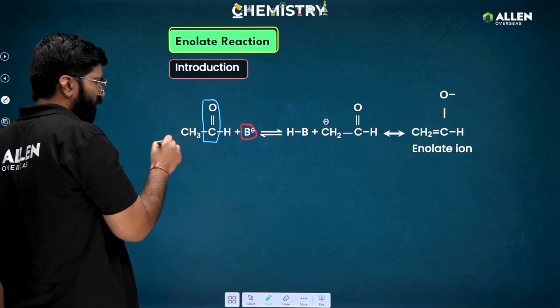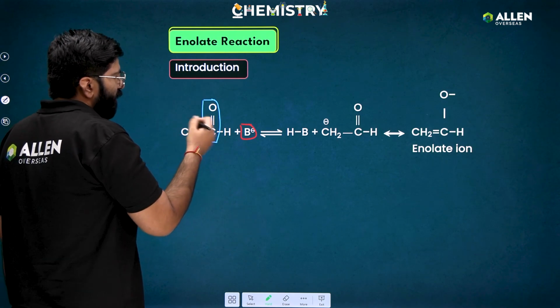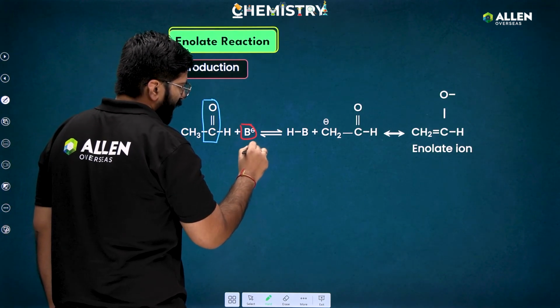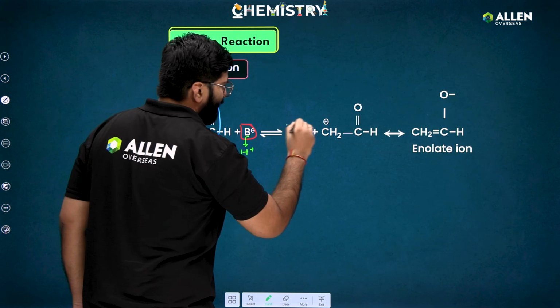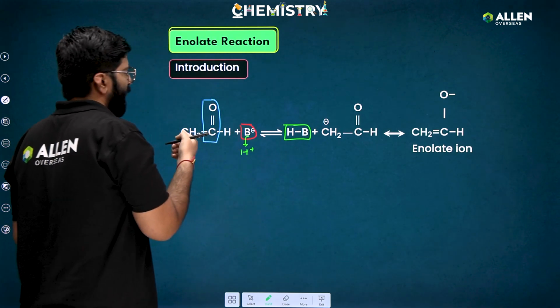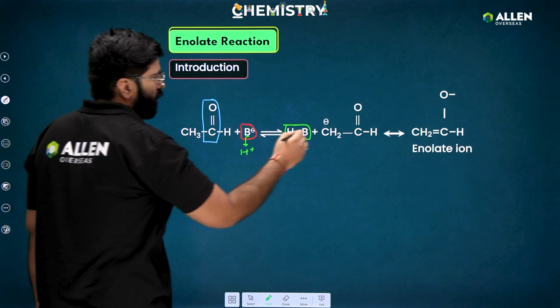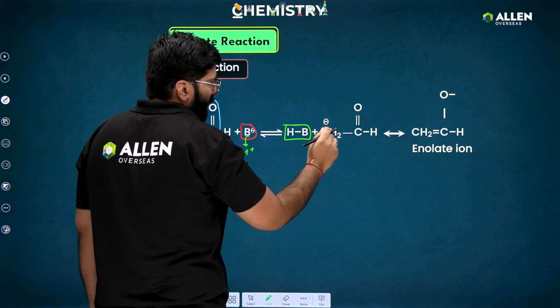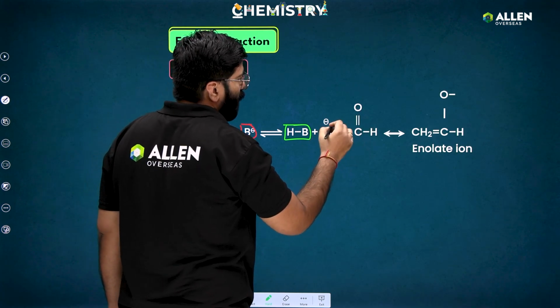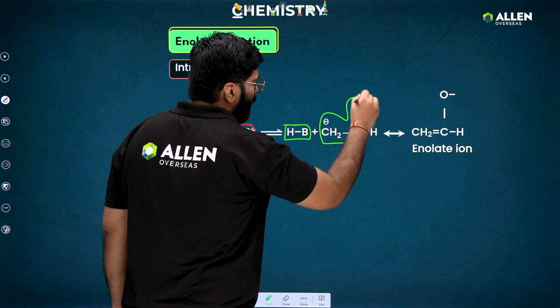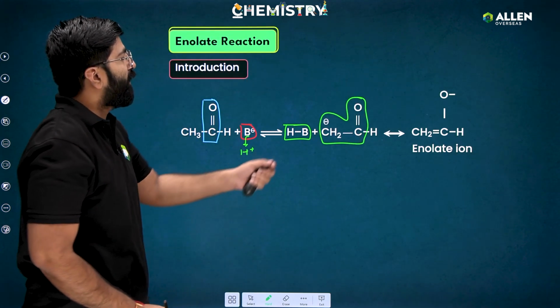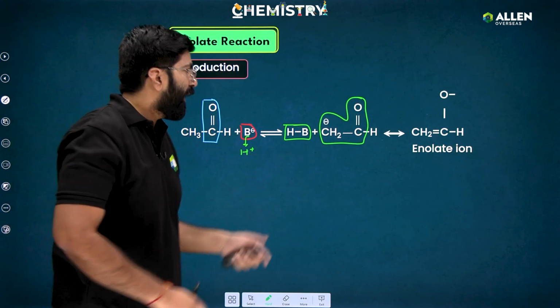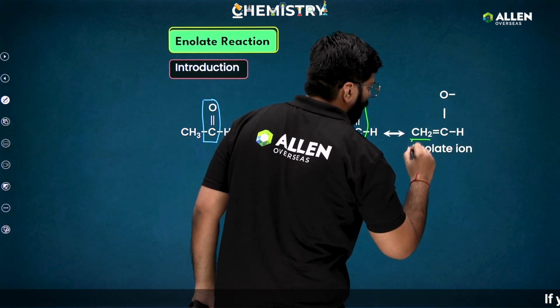What is going to happen? One hydrogen will be released from here, and this H plus which is released, the base's lone pair is donated to it, and HB is formed. Because H plus is removed, there will be a negative sign on CH2. Now this becomes resonance stabilized, and that's why an enolate ion is formed.